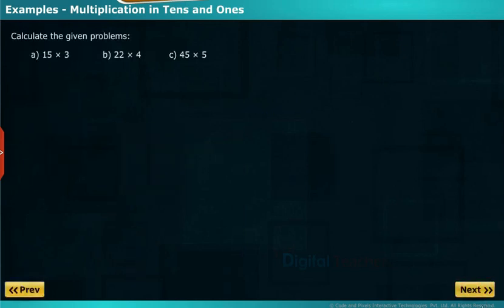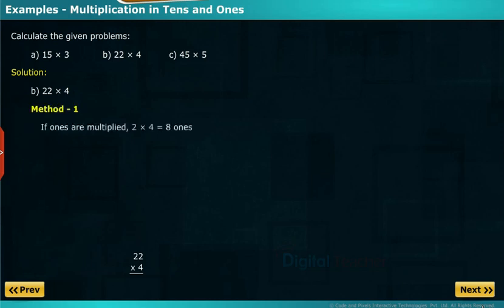B. 22 into 4. Here we are given 22 into 4, where in 22, 2 is in ones place and 2 is in tens place. Method 1. If ones are multiplied, 2 into 4 is equal to 8. 8 is in ones place. If tens are multiplied, 2 into 4 is equal to 8 tens. 8 is in tens place. Hence, if we add 8 tens and 8 ones, we will get the answer as 88.